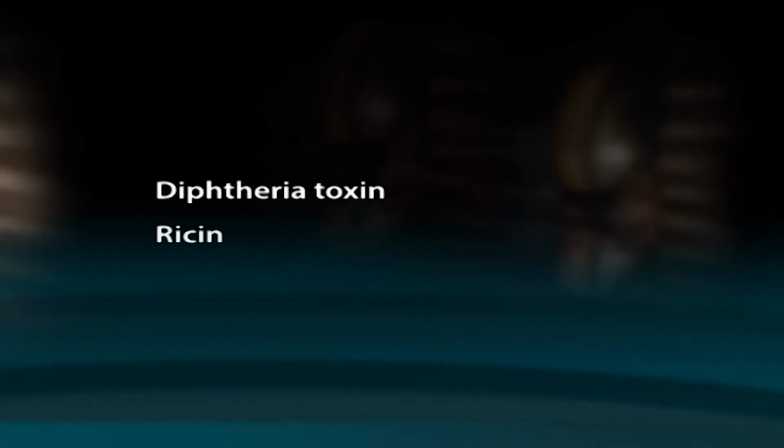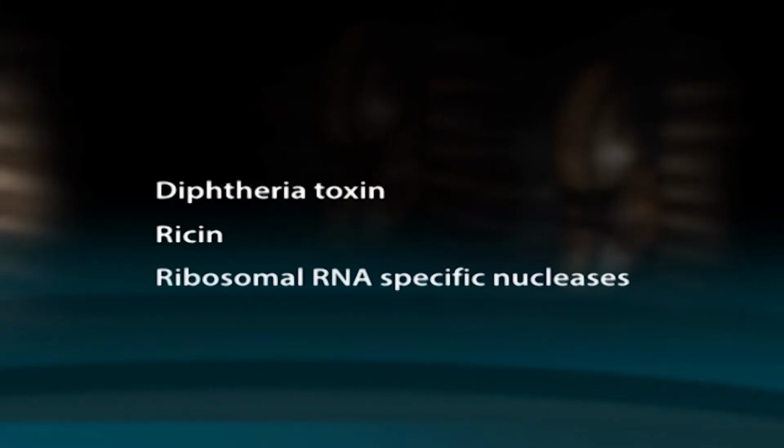B. Ricin. It is a protein produced by castor beans. The ricin toxin is an N-glycosylase and removes a single adenine from 28S rRNA. This depurination inhibits protein synthesis in eukaryotes. C. Ribosomal RNA specific nucleases. Other toxins inhibit protein synthesis by the specific cleavage of rRNA.